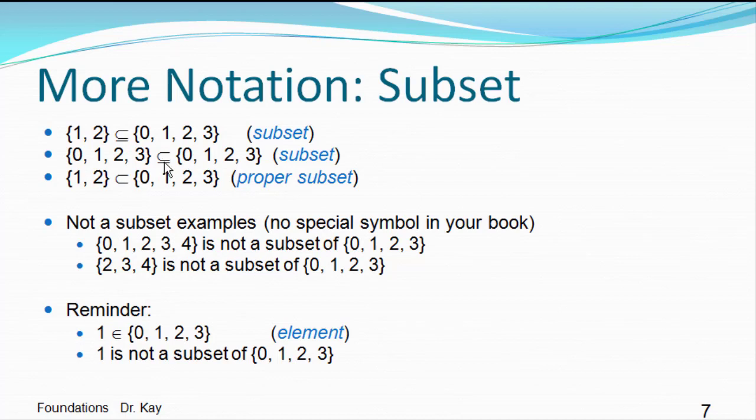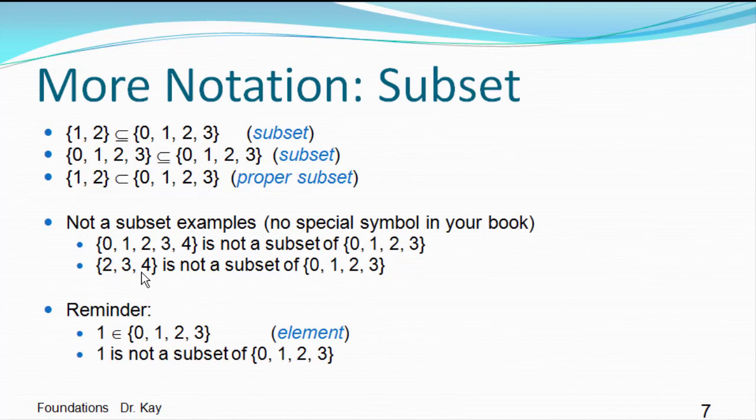Some people use a subset symbol with a line through it to indicate it's not a subset, but your book doesn't actually have a special symbol for that. It's important to know that {0, 1, 2, 3, 4} is not a subset of {0, 1, 2, 3}, because it contains more elements. Some elements in here are not in there.